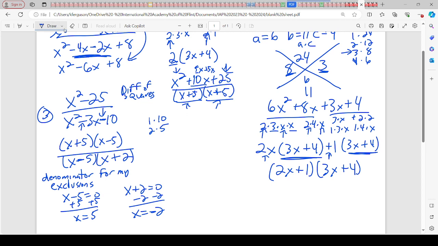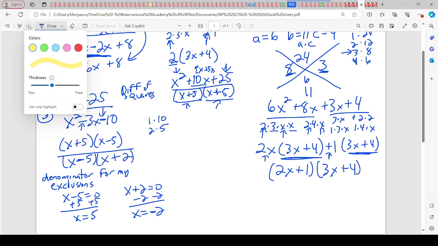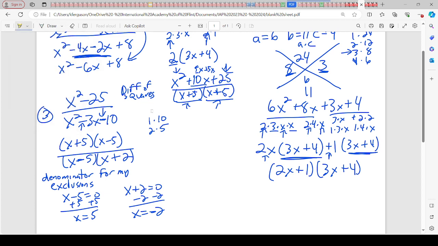Okay, and then finally, because the problem says simplify each rational expression to its lowest terms. So I can't simplify until after I check my exclusions. So once I check my exclusions, this and this cancel each other out. So my final answer is x plus 5 over x plus 2.